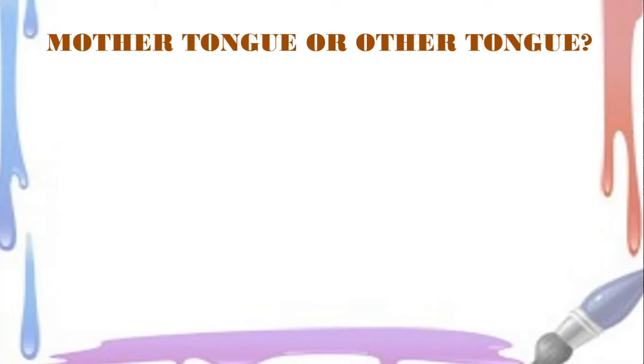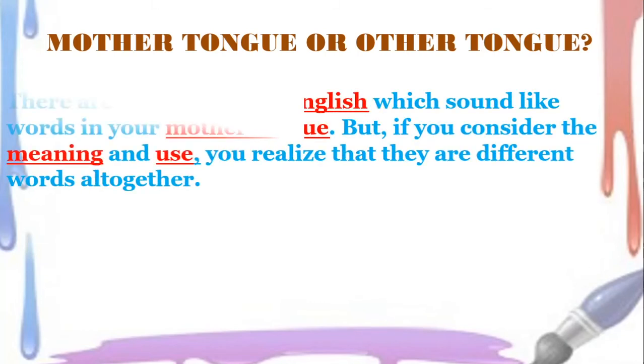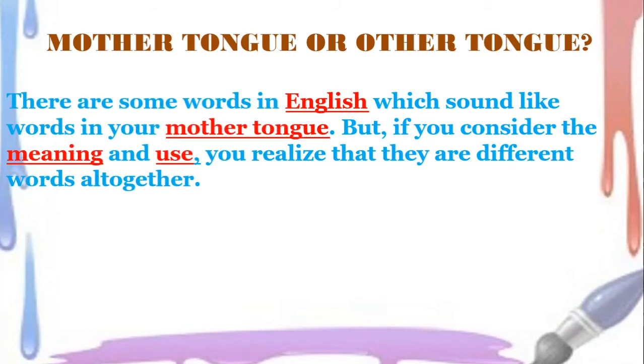So now, since we are learning in English medium schools, let us take English as the base, and then we will find out what those words are called in other languages also. So mother tongue or other tongue, what is the meaning of this particular game or vocabulary exercise? So there are some words in English which sound like words in your mother tongue. Okay? They are words in English, but then the same kind of words you will hear in your mother tongue also. Now, your mother tongue may be different. Different people might have different mother tongues.